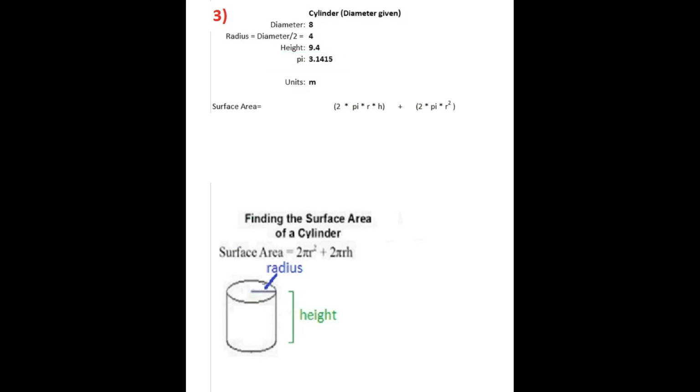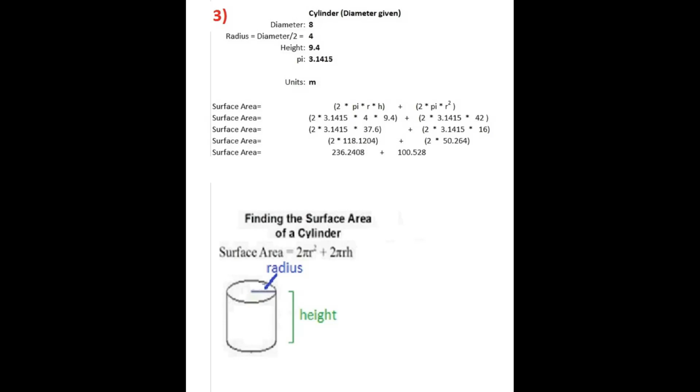So, going into our problem, surface area here is 2 times pi times radius times height plus 2 times pi times radius squared. Now we fill this in. 2 times pi times 4 times 9.4 plus 2 times pi times 4 squared. We simplify this. 2 times pi times 37.6 plus 2 times pi times 16. Simplify again. 2 times 118.12 plus 2 times 50.26. Simplify that again. 236.24 plus 100.53.